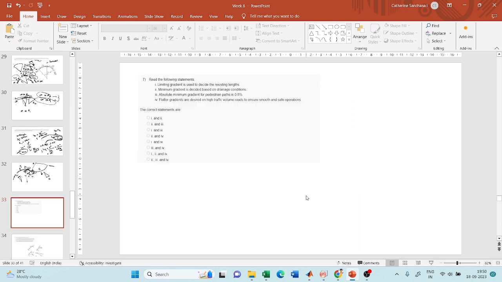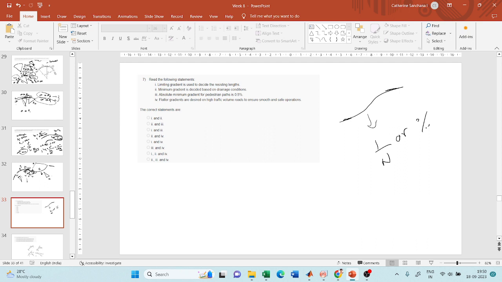Okay, now moving on to gradients. So what is a gradient? In the vertical elevation, if you have to go from one level to the other, you will connect it by means of a gradient, and this will be represented by 1 in n, or it is represented by percentage. So this is how gradients are represented.